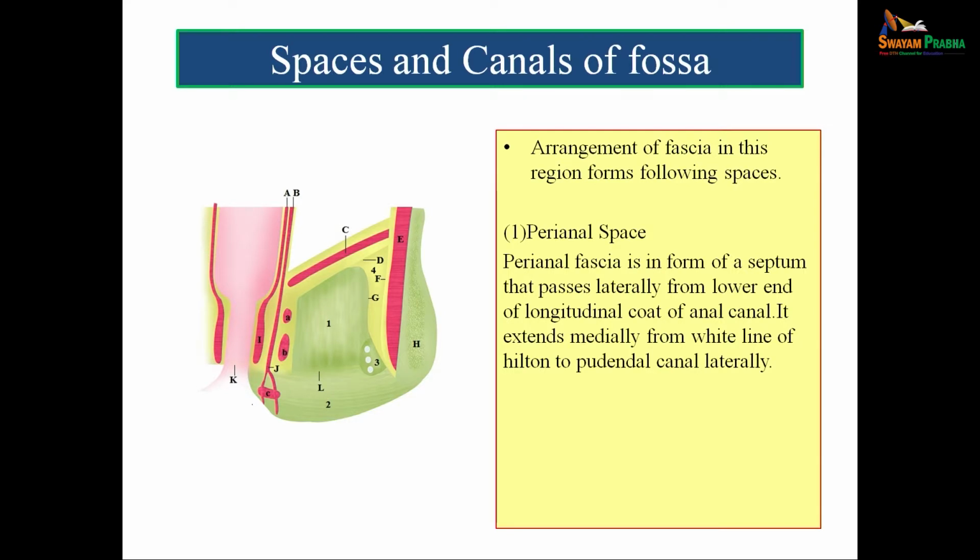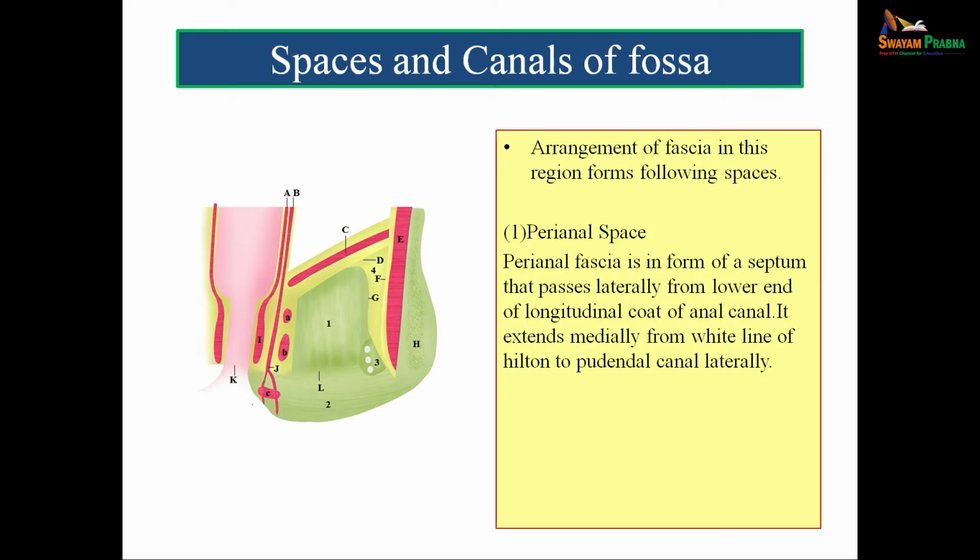So, this perianal fascia extends medially from the white line of Hilton, marked by K in the figure, to the pudendal canal laterally, marked by 3 in the figure. The pudendal canal is the neurovascular supply to the perineum. From the white line of Hilton to the pudendal canal is L.